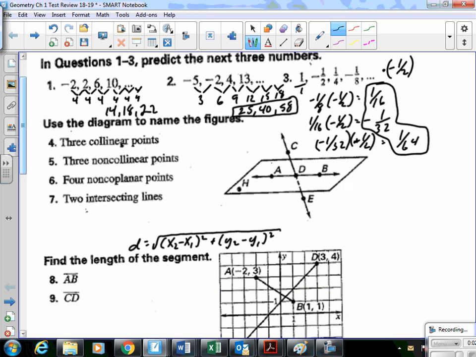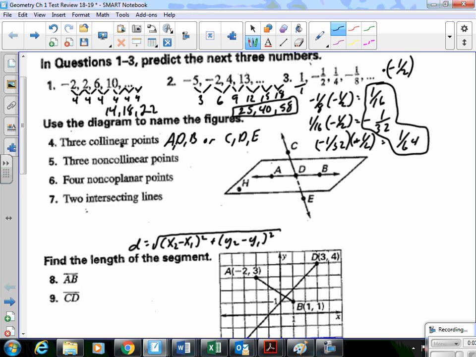All right, 4 through 7, using the diagram to name the figures. All right, 3 collinear points. Collinear means on the same line. So any group that we got 3 on the same line, got 2 different groups, ADB or CDE. So A, D, and B, or C, D, and E. Either one of those groups would work for 3 collinear points.